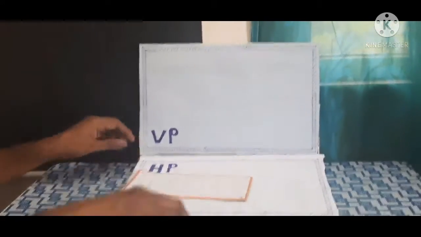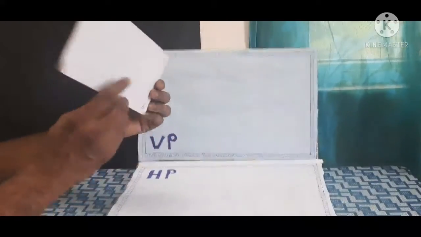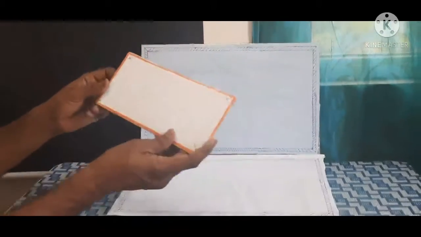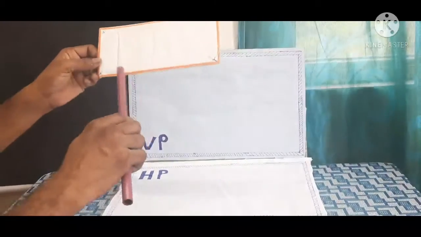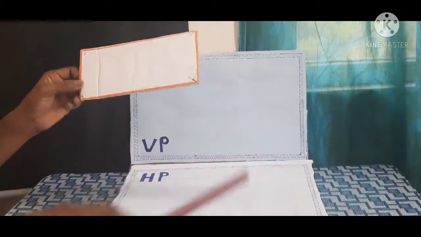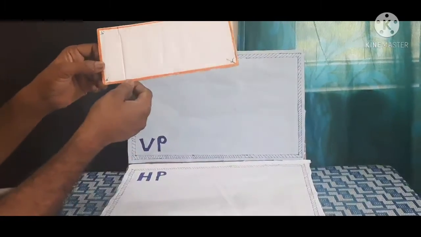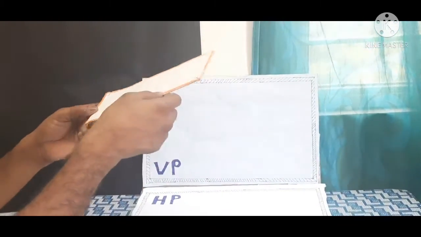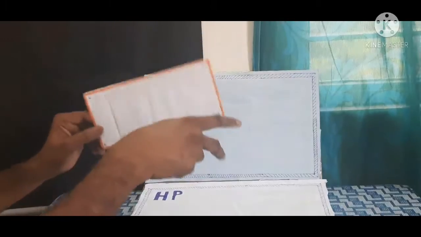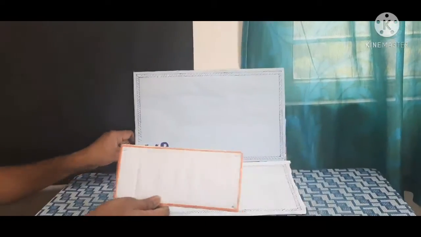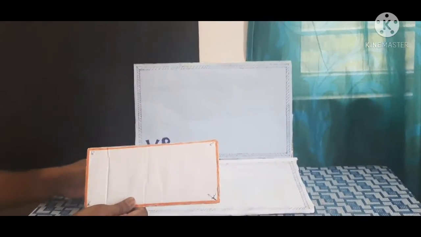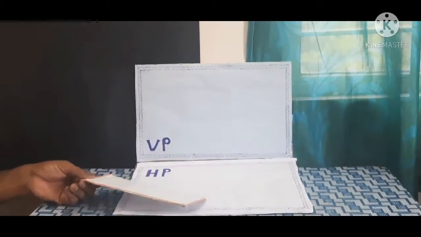Understand the problem here. This is our rectangular lamina. It is a rectangular plate whose dimensions are given. This is 30 mm and this may be the 60 mm. Now I am going to mark the points A, B, C and D. Now how are we going to draw the projections for this particular case? We use the VP and HP plane arrangement for solving this problem.